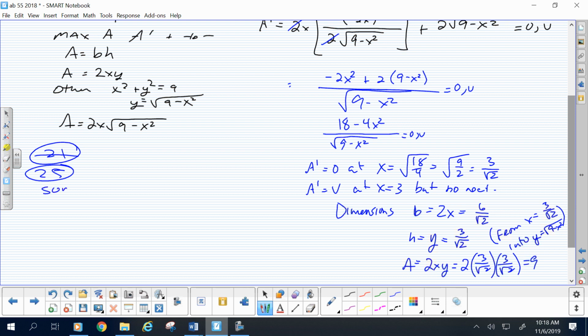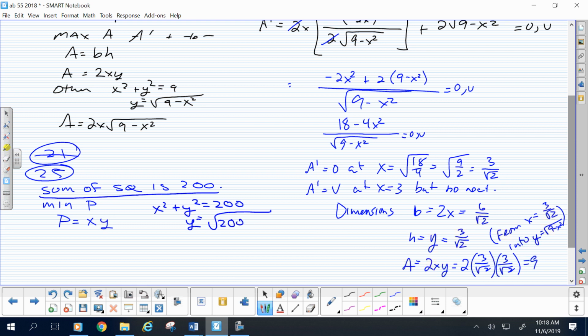The sum of the squares is 200. That's the minimum product. Okay, so let's write an equation for the product. What are you going to call the variables? X and Y, or A and B. Okay, that's 2 variables. So can we get it down to 1? The sum of squares is 200, so y is the square root of 200 minus x squared.